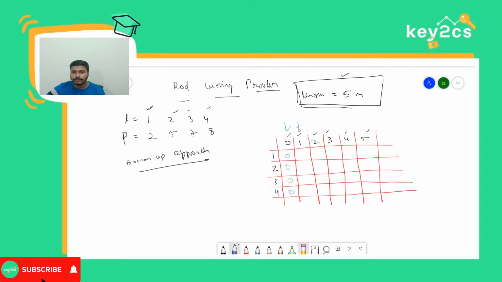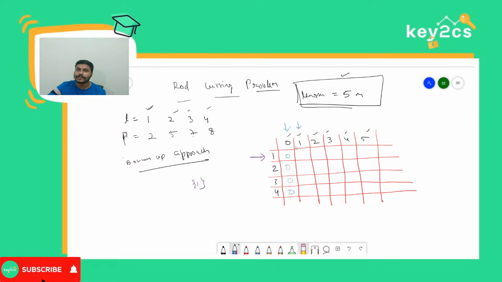Then we are at column 1. Column 1, see this. Column 1 means you have to sell a rod of length 1, and now we are at this row. That means you just have a rod of length 1 and you have to sell a rod of length 1.